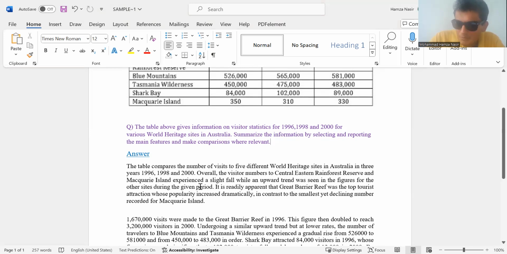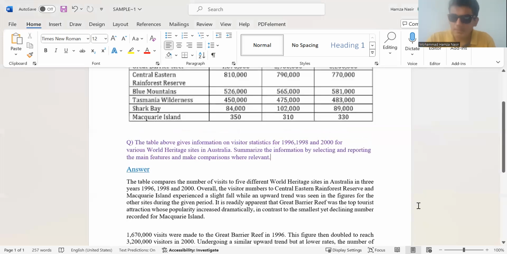Overall, the visitor numbers to Central Eastern Rainforest Reserve and Macquarie Island experienced a slight fall, while an upward trend was seen in the figures for the other sites during the given period. It is readily apparent that Great Barrier Reef was a top tourist attraction whose popularity increased dramatically in contrast to the smaller yet declining number recorded for Macquarie Island. Second paragraph.